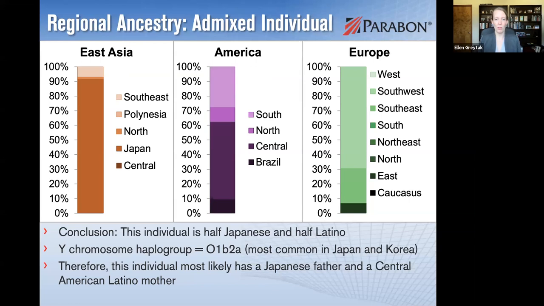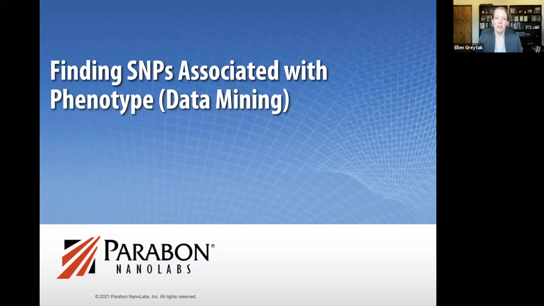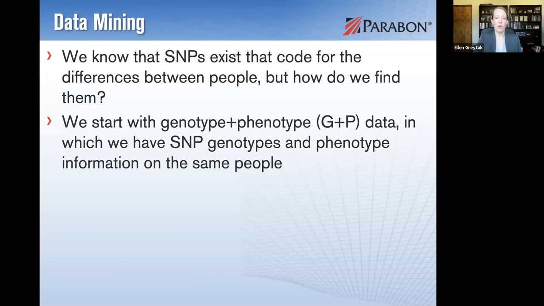So that's for ancestry. With phenotypes, it's not about the pattern, it's actually about specific variations in the DNA that distinguish people with different traits. When we look at different people, we know that different people have different eye colors, and we know that that is genetic because it's passed down through families. And so the question is to find what parts of the DNA determine your eye color.